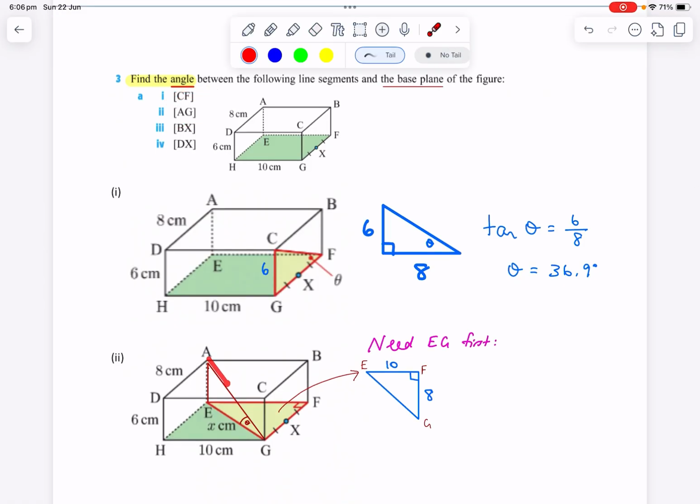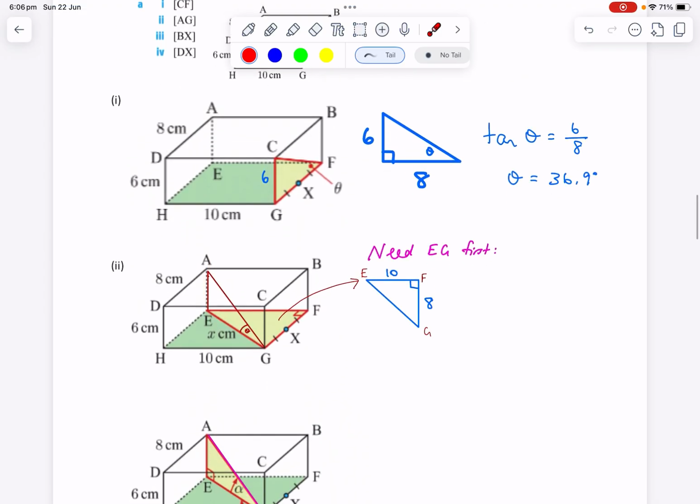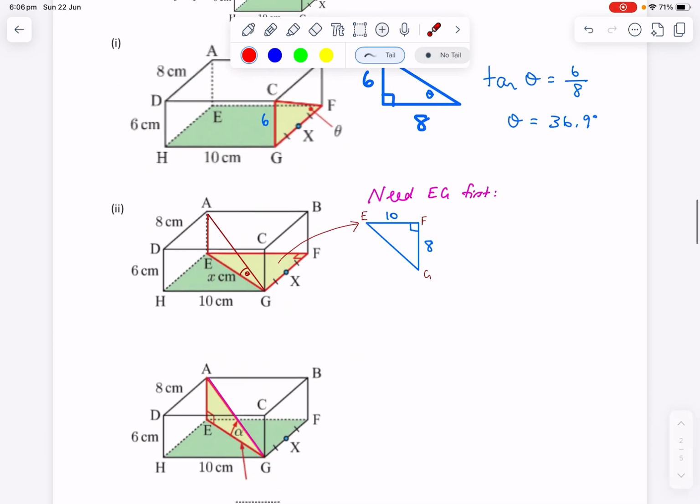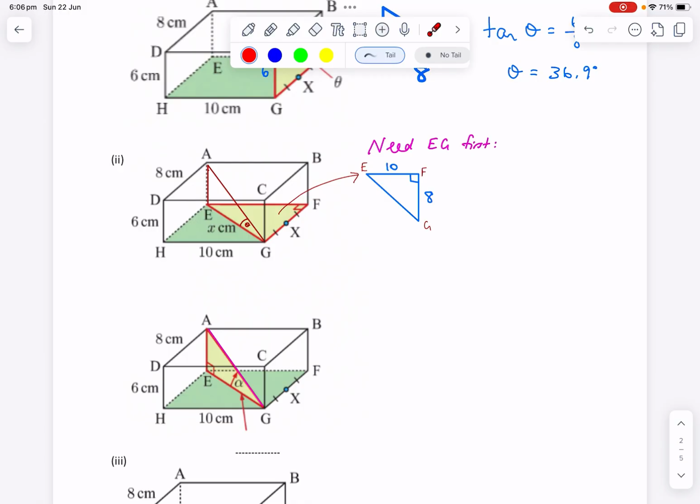All right, this one is now asking for AG. Draw AG, here we go. When I make my right angle triangle, it is AGE, and I can see that this angle will need the opposite and the adjacent, and they've given us a hint. They've called it X, and the angle we want to find, which I've done in two parts for you, is here. But the first thing you need to find is EG.